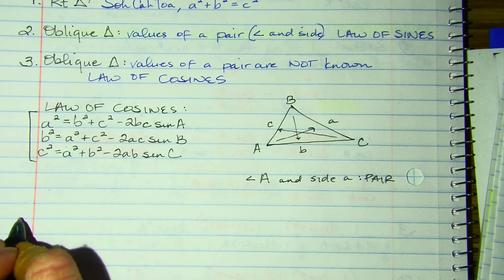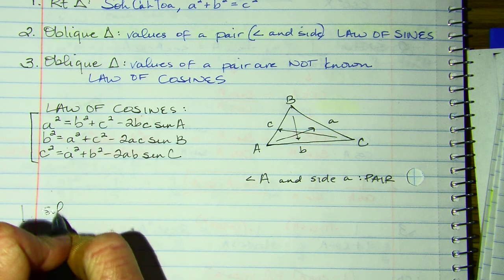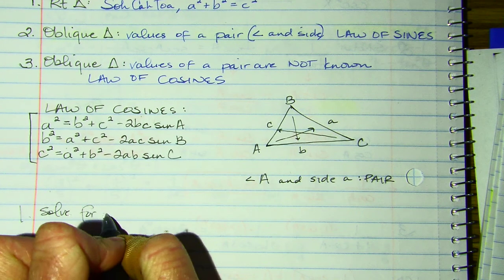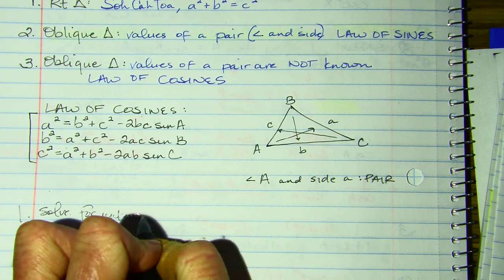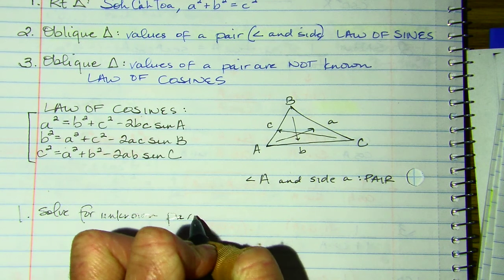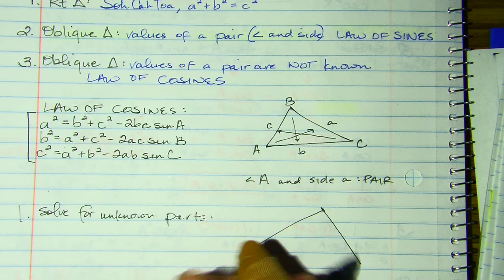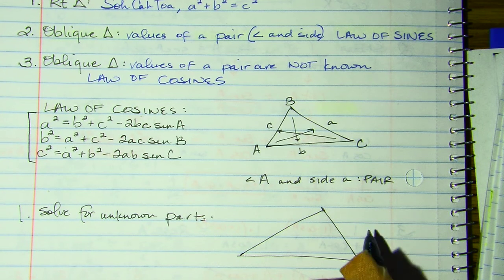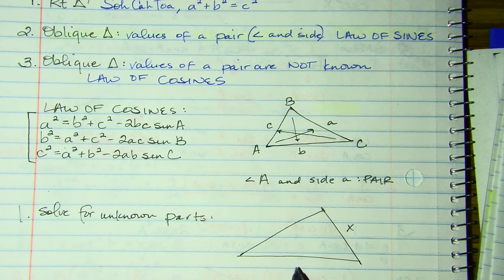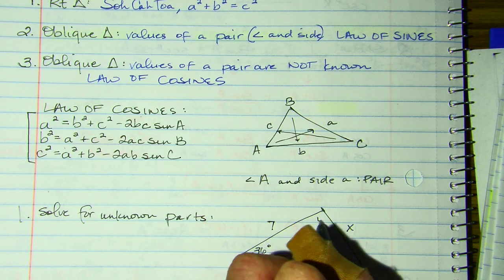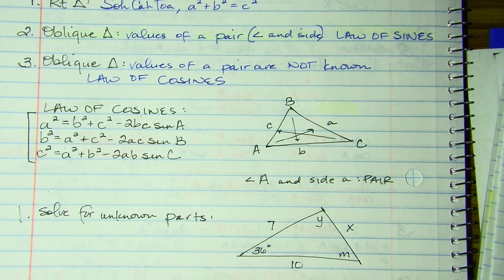So number 1, solve for unknown parts in the following triangle. So I'm going to label this X, this bottom is 10, this angle here is 36 degrees, this side is 7, this angle is Y, and this is M.